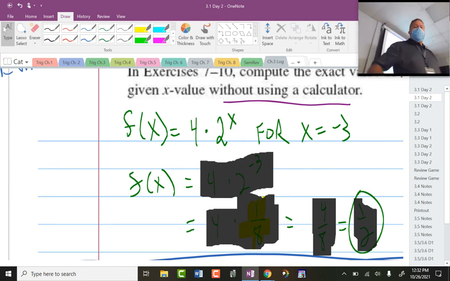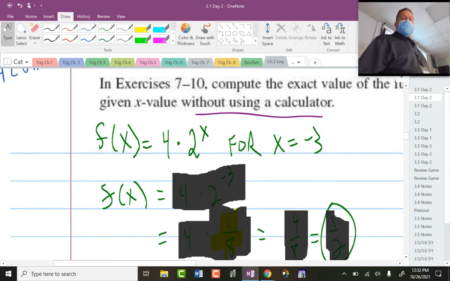So this isn't a graph, it's an evaluate, and it gets an exact value. And look, the question says without a calculator. So evaluate without a calculator. Just make that as simple as possible.